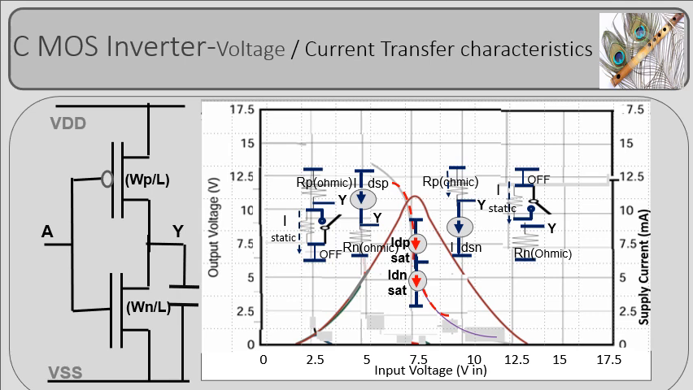Region 4, with input at VIH, that reaches VDD-VTP, PMOS starts turning off and the output reaches VOL. The transfer curve slope reaches unity. Region 5, for input greater than VIH, the output starts further decreasing but slowly.